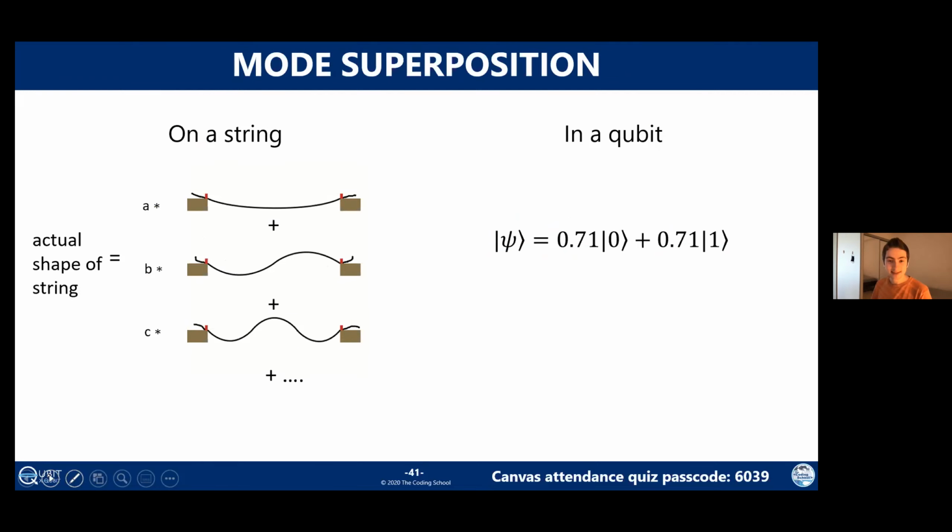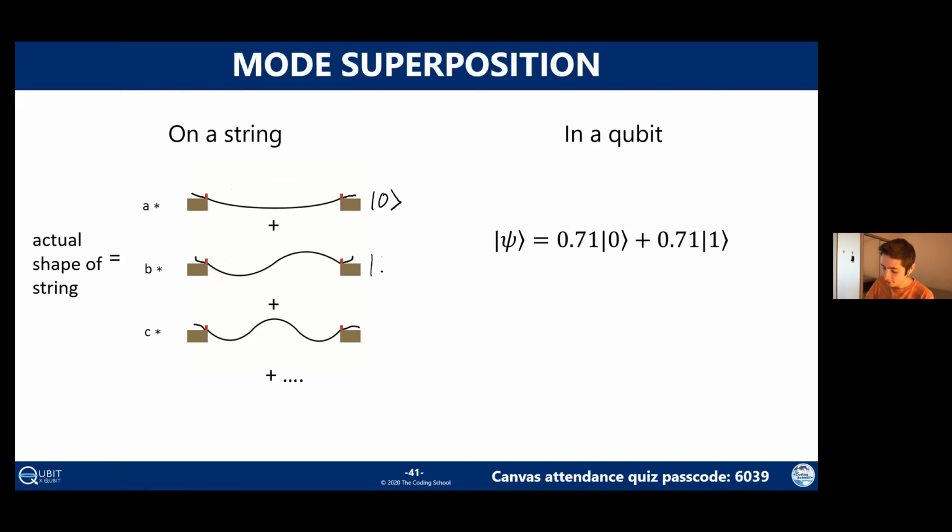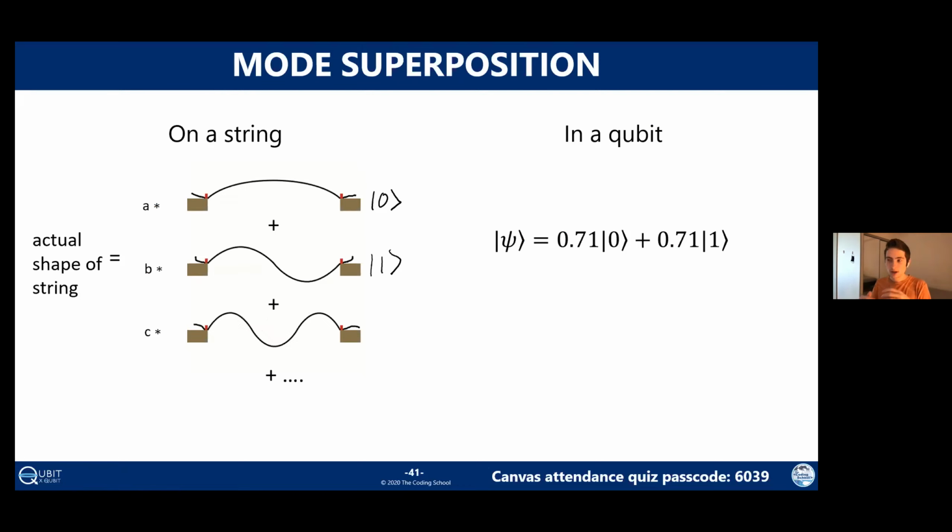On a string, we had this idea that summing these waves together can get you any shape that you want. If we pluck the string in any old way, we can always represent that plucked shape as a sum of these individual modes. The same thing is happening in qubits. When we talk about the superposition of two qubits, this is just like saying we're taking a sum of the first mode and the second mode, and we're getting some new novel type of wave that is not one of the individual modes.